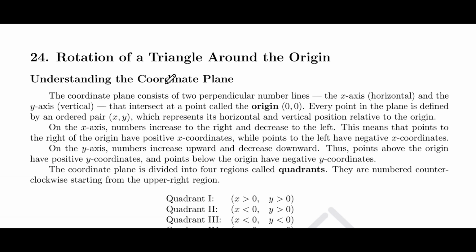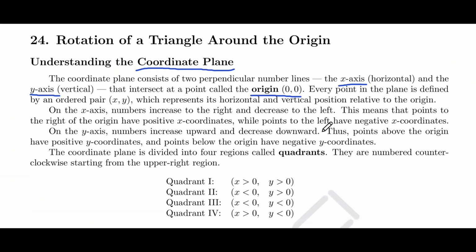Hello, everyone. Let's get started with today's lesson, where we'll explore how to rotate a shape on the coordinate plane around the origin. First, let's quickly review the coordinate plane. It's made up of two perpendicular number lines, the horizontal x-axis and the vertical y-axis. They cross at a point called the origin, which is at 0, 0.